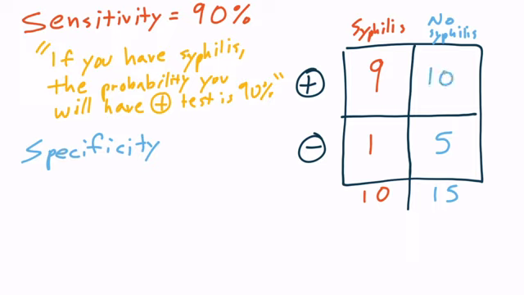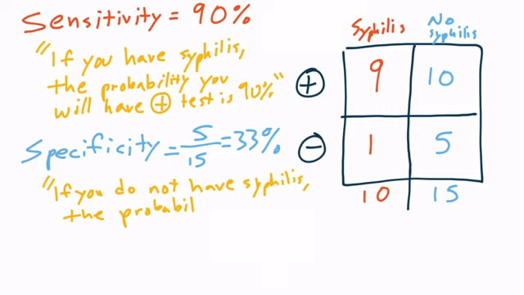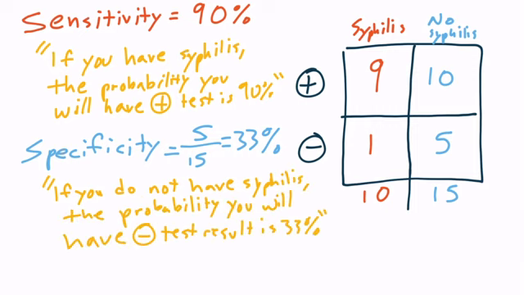They tested positive. So to find specificity, we take the number that actually tested negative, which is 5, divided by all those who don't have the disease, which is 15. This gives us a specificity of about 33%. Another way to say this is that if you do not have syphilis, your probability of getting a negative test is 33%.